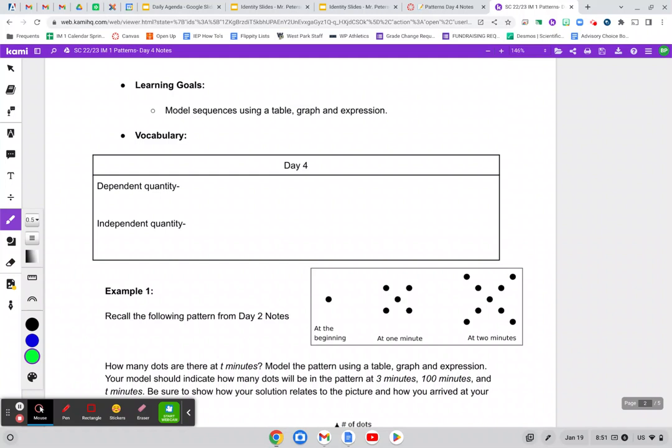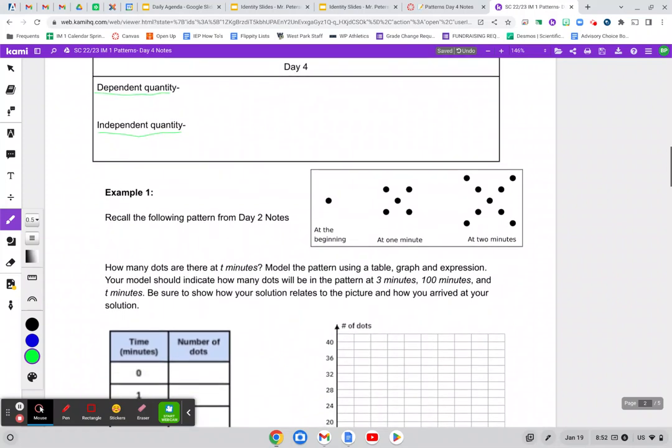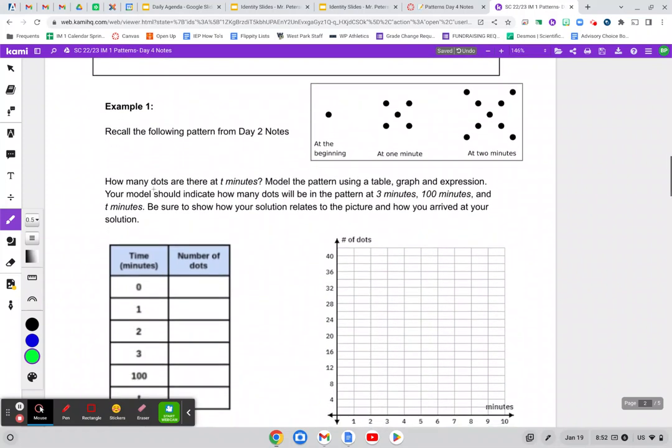Okay, so be aware of what our learning goal is today. Just one learning goal. We are going to model these sequences we've been working with, and the 2 sequences we've been working with are arithmetic and geometric, and we are going to model them in tables, graphs, and as expressions. Feel free to go and do a little research on what dependent and independent quantities mean. That's important.